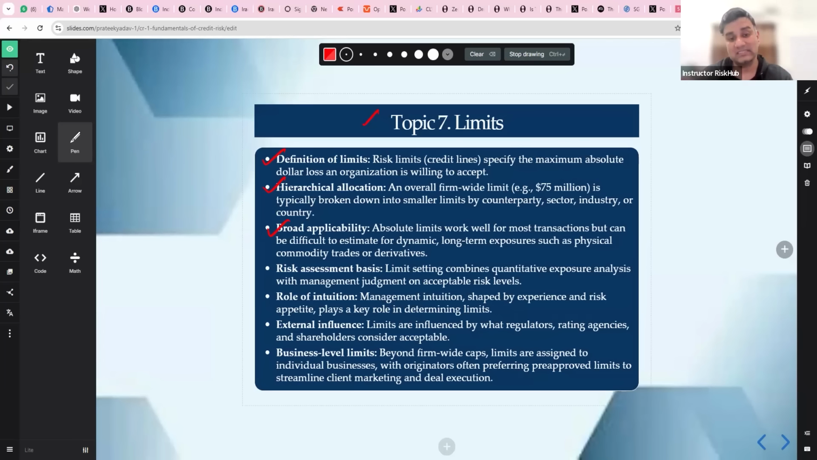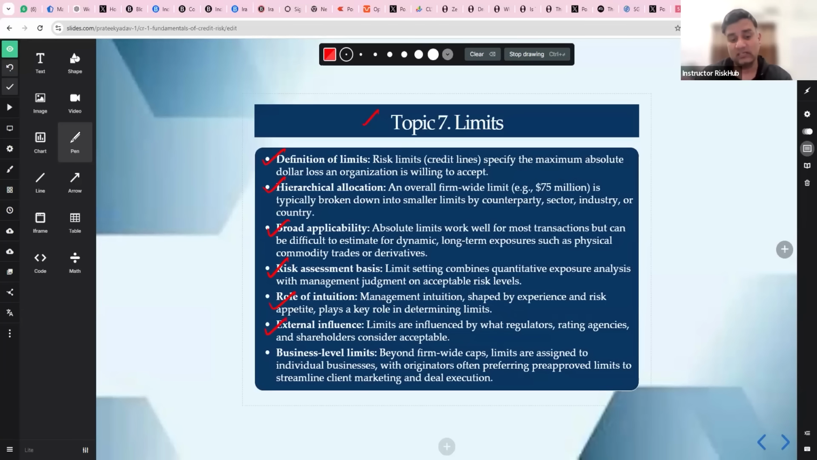Then you look at your risk assessment basis as well. The limit setting combines quantitative analysis, your PD, LGD, expected loss, unexpected loss, economic capital, and qualitative judgment like your management experience, market outlook, risk appetite. So FRM loved this idea: model plus judgment. Then we need to understand the role of intuition and experience. Management understands your cycles, your market fragility, your hidden correlation. This is especially relevant in your stress testing, your scenario design, your reverse stress testing.